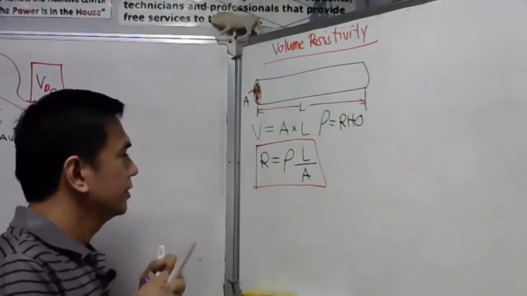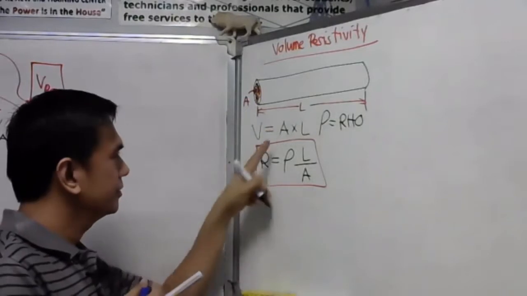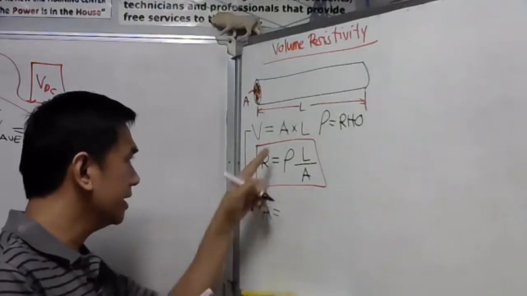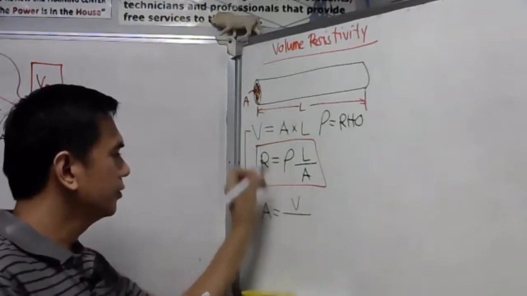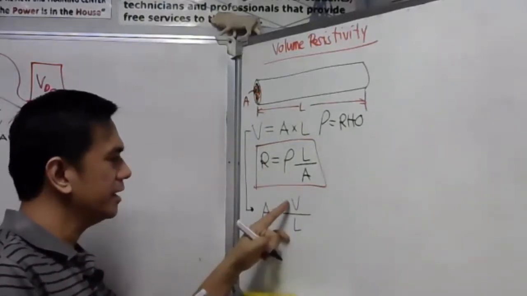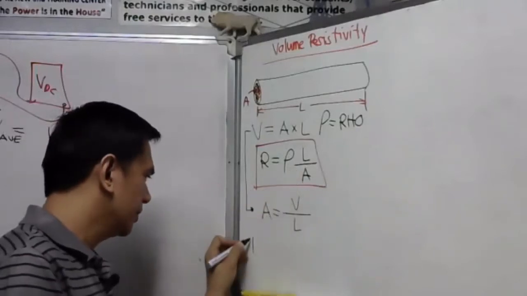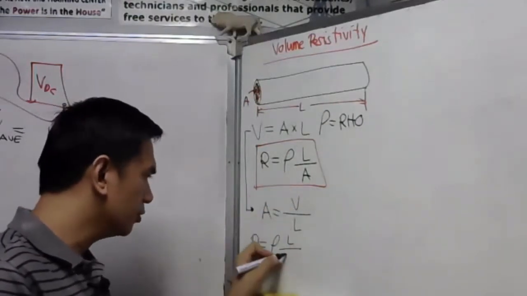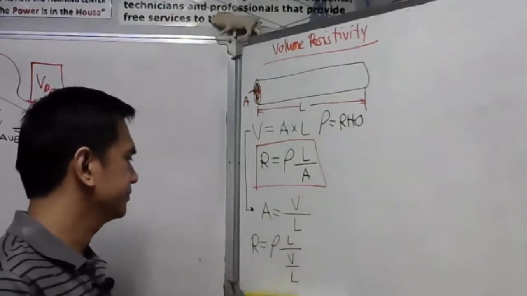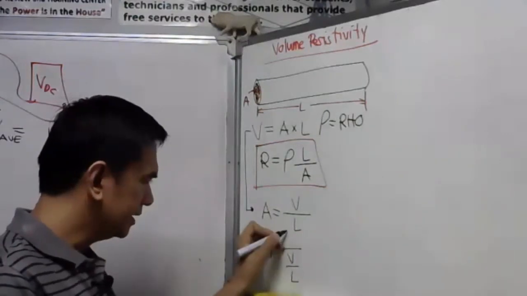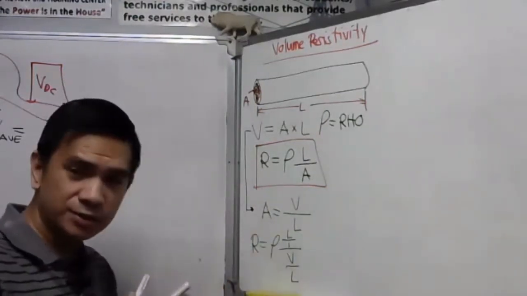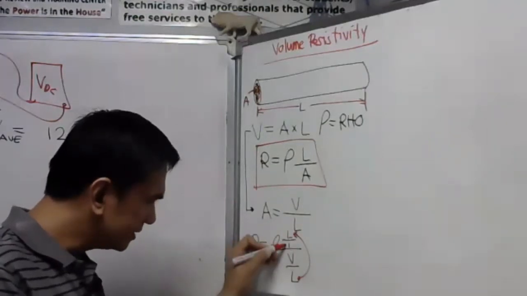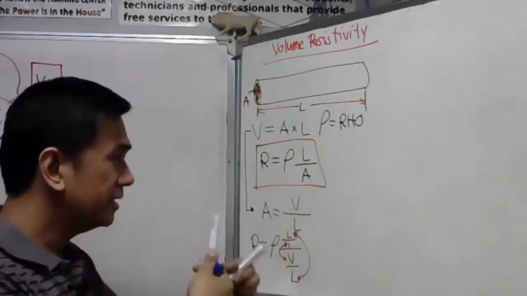Let us have this. From this formula, let us get the equation for the area. What is our area here? Our area will be our volume over the length. So let us substitute the area into this equation. R is equal to rho L, then the area is V over L. So actually this has L over 1, right? I remember my high school teacher called this the extremes over the means. Let us simplify this.